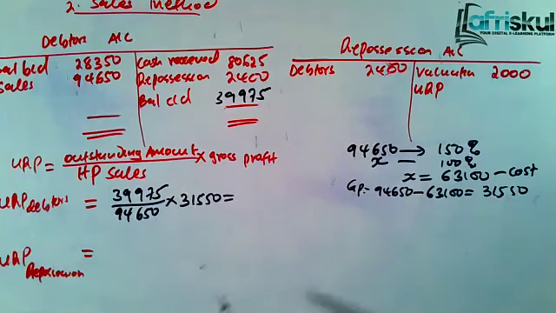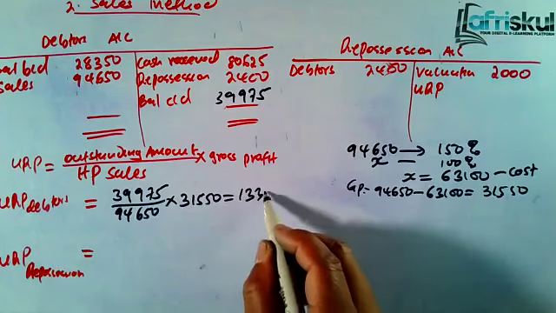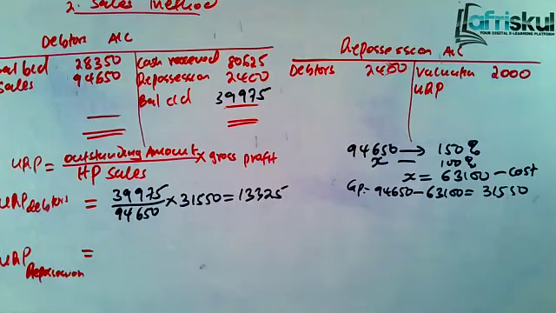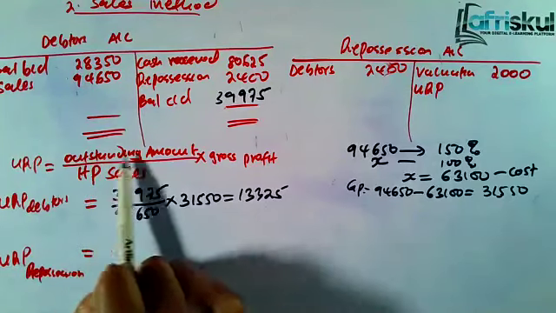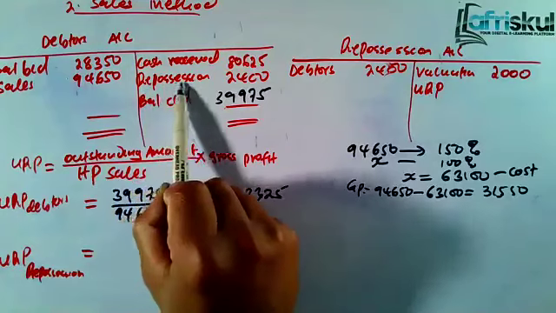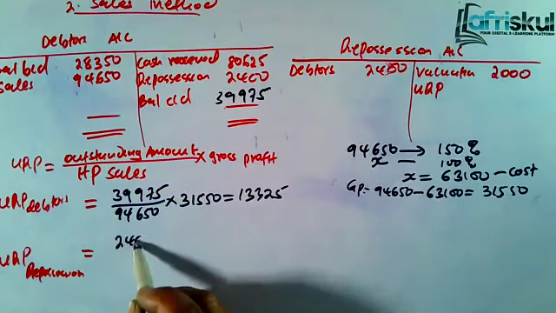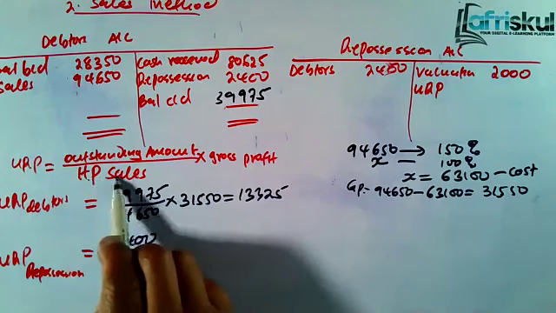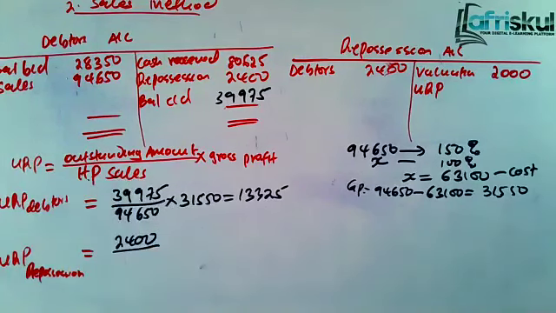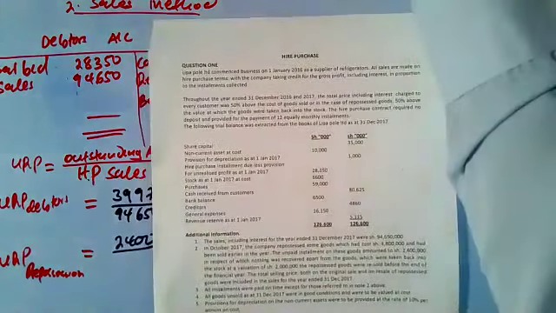And by that, the unrealized profit will be 13,325. Coming here to unrealized profit for repossession, the formula does not change. You take the outstanding amount, and here on the repossession, the customer had not paid 24. So you take 24 over higher purchase sales. Higher purchase sales. Let's go to note number 2.